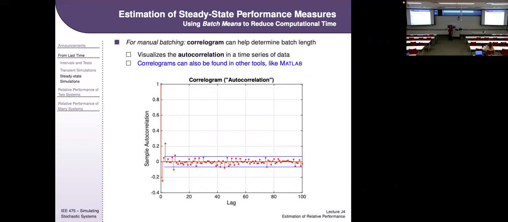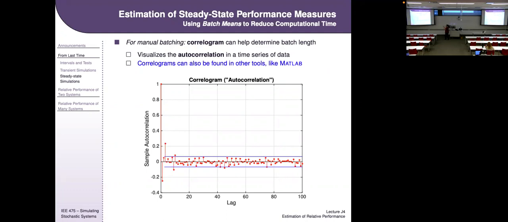And when I look at this, I see that I really don't get totally inside the blue lines until, I don't know, somewhere over here. And so I might conclude that my correlation length, a term we might use for it, is something like, I don't know, 90 or something like that. Or even 100. And so that's what I'm saying: I need to wait 100 time units until I can be confident that the next data points are independent of the previous data points.